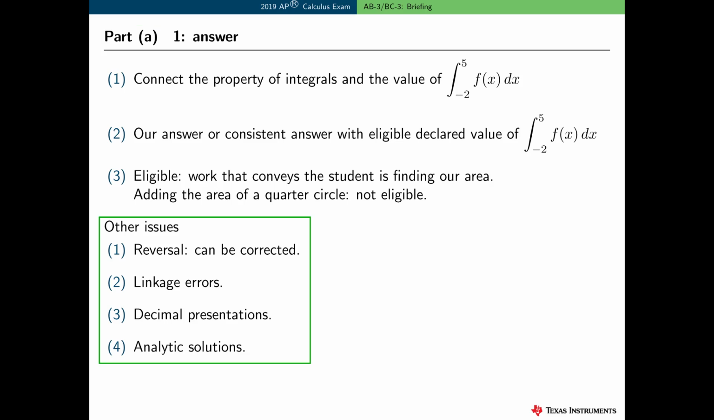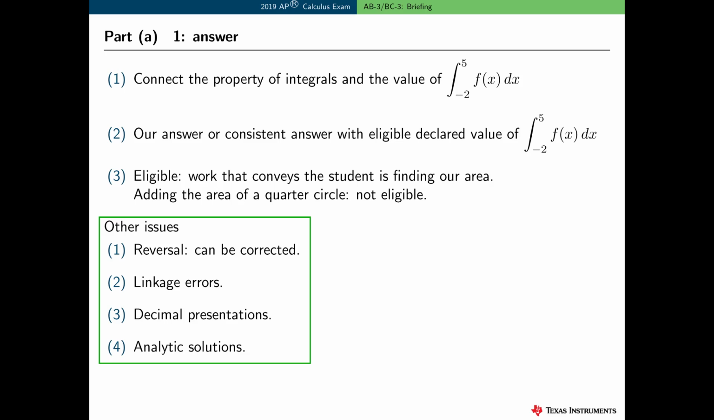There were some other issues in this part, and I just want you to know that there were guidelines for scoring these presentations. For example, some students presented reversals in the bounds of the definite integrals. There were linkage errors. These are unequal expressions connected with an equal sign. And even though this was a non-calculator problem, some students presented decimals. And some students attempted to solve this problem by first trying to find an analytic piecewise expression for the function f.